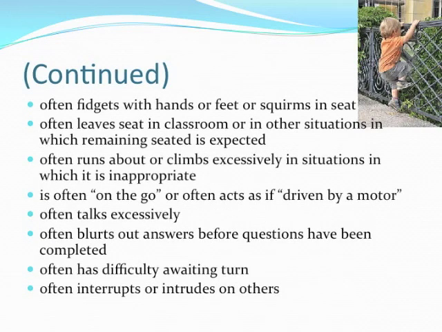Continuing, children with ADHD often fidget with hands or feet or squirm in their seat. They leave their seat in the classroom or in other situations in which remaining seated is expected. They run about or climb excessively in situations in which it is inappropriate. They are on the go or often act as if they are driven by a motor. They talk excessively. They blurt out answers before questions have been completed. They have difficulty awaiting their turn, and they interrupt or intrude on others.